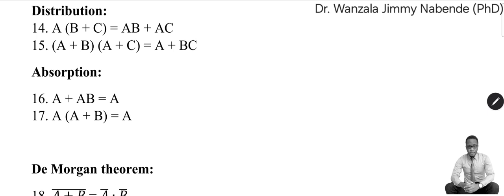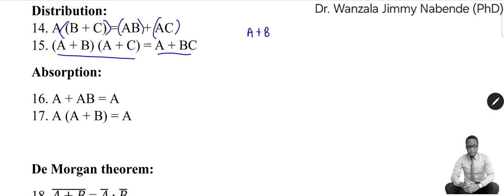Distribution property, it states that multiplying the summation of a number is the same as multiplying each of the components of the products. The same applies for this. Let's prove this.